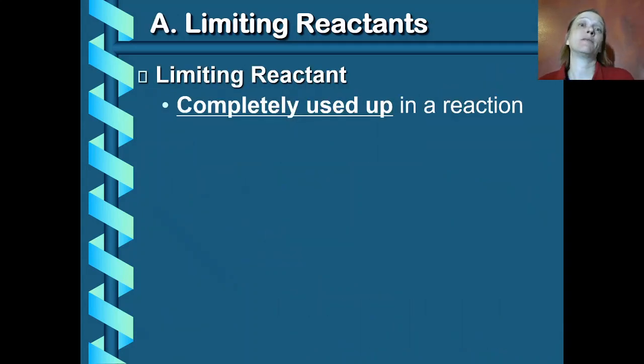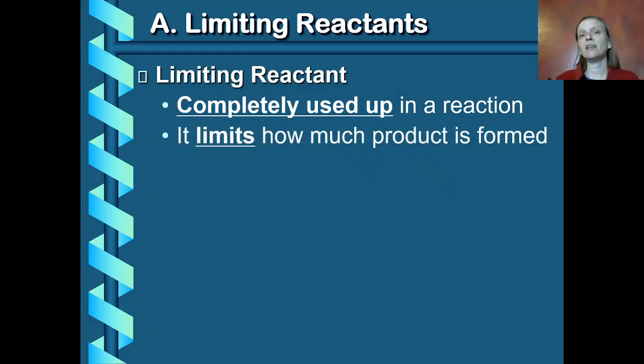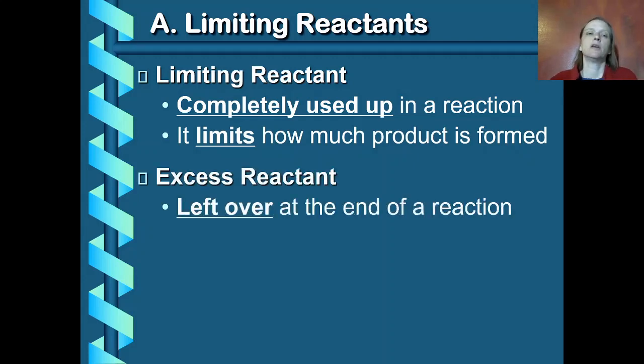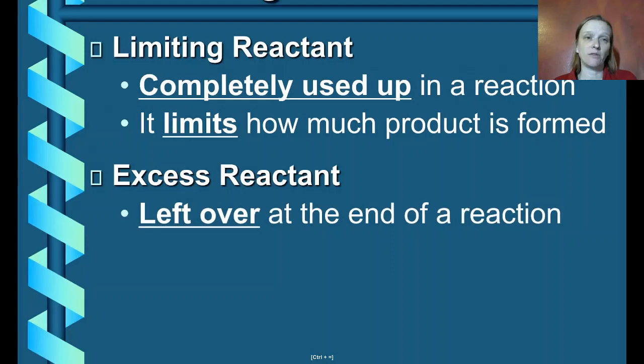So let me give you some official definitions for these vocabulary words. The limiting reactant is the chemical that is completely used up in a chemical reaction. It's the reactant that's completely used up. It limits how much product you can form, like the bread in our bread example. The excess reactant, on the other hand, is left over at the end of a reaction.